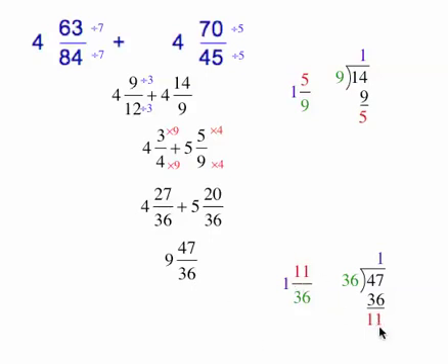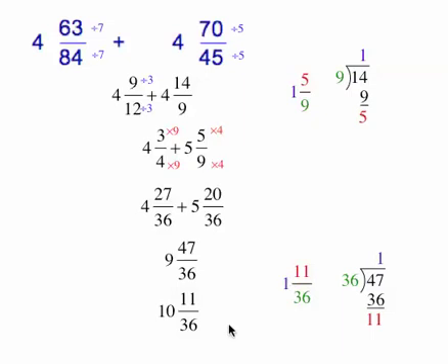Okay, and remember the remainder is the new numerator, the old denominator is the new denominator, and the quotient is the whole number. So we're replacing 47/36ths with 1 and 11/36ths, and when we do, the 1 adds to the 9, and we get 10 and 11/36ths. And that's it, that's our answer.